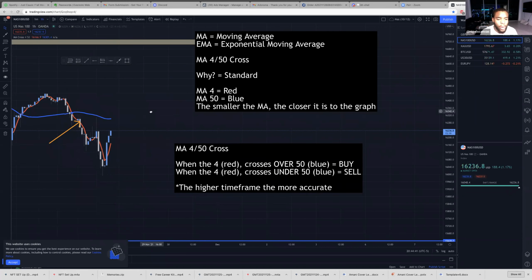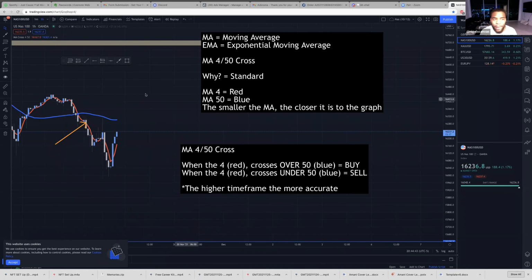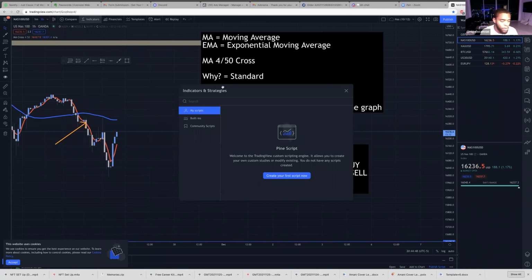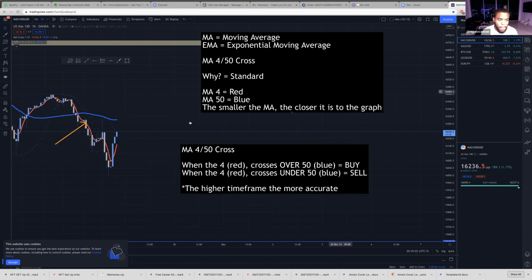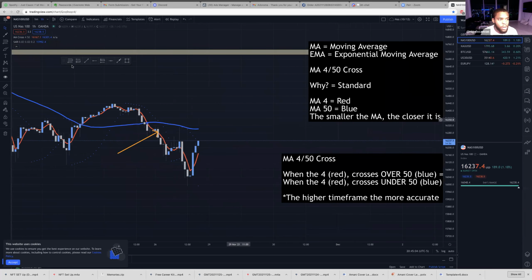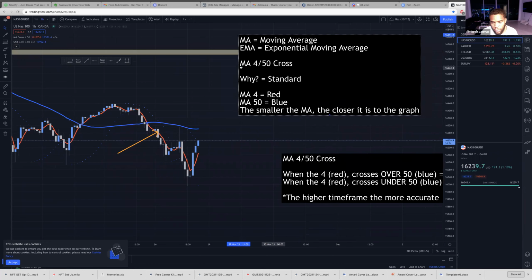Now let's go ahead and add on our Parabolic SAR. Guys, this is going to be Parabolic SAR. You can find this on your MT4 as well by going to chart, hitting the F at the top, and then literally going to indicators and Parabolic SAR. Does anybody know what SAR stands for?